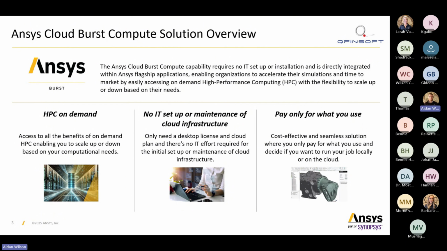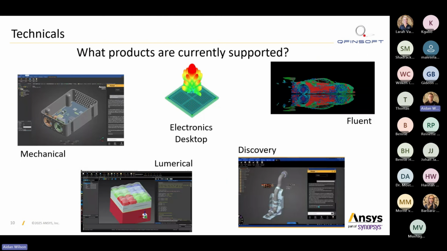But we're probably today a little bit more interested in the technicals. So what products can we currently use Cloud Burst for? Where can we take advantage of it? Everything on the screen essentially. So Mechanical, Electronics Desktop, Fluent, Discovery, and Numerical at the moment. These are the current supported Cloud Burst Compute products. Again, as I mentioned, if you are in the space of discrete element modeling, unfortunately, we aren't there yet.